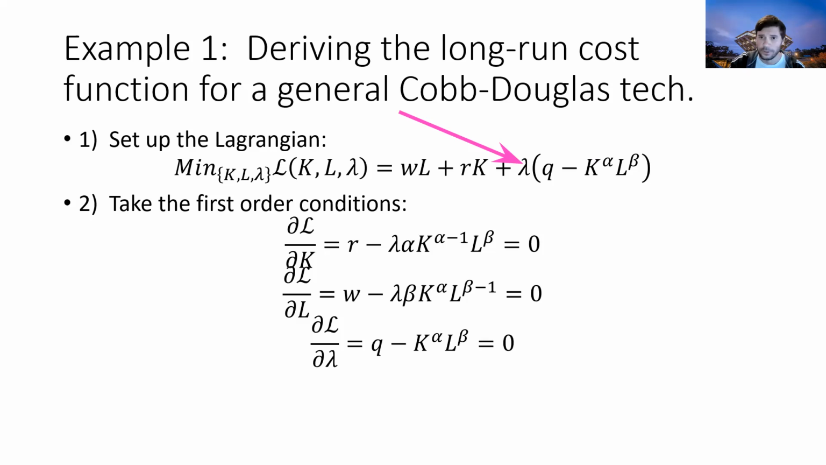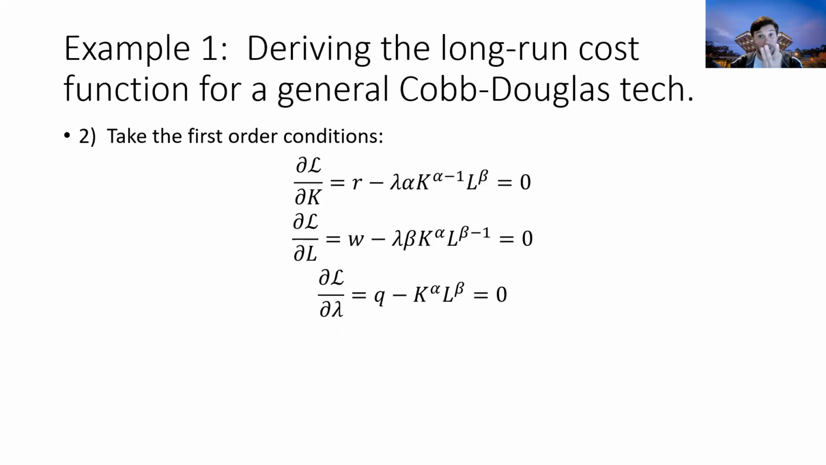Okay, so step 2, we took our first order conditions. And now you'll notice we have a system of exactly 3 equations, and we have 3 unknowns, K, L, and the multiplier lambda. Now, we could solve for lambda, but we may not be that interested in the value of lambda, right? What we're really after is the capital and labor cost minimizing input values.